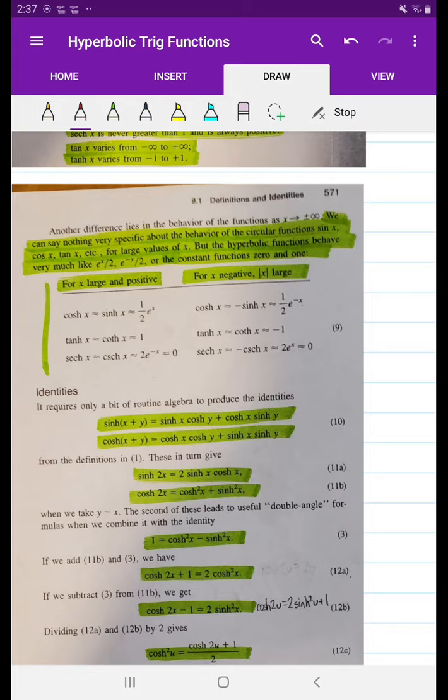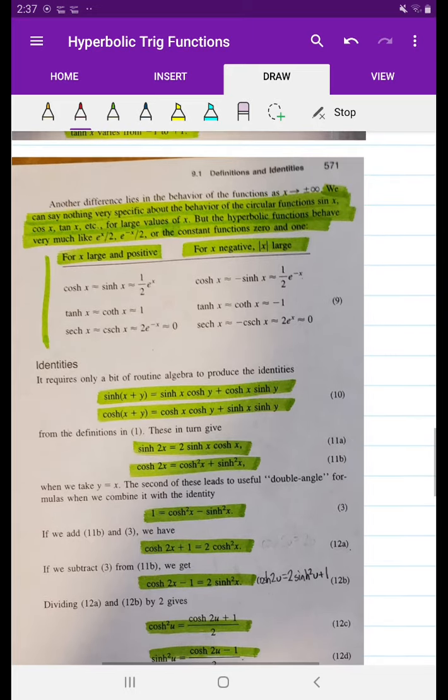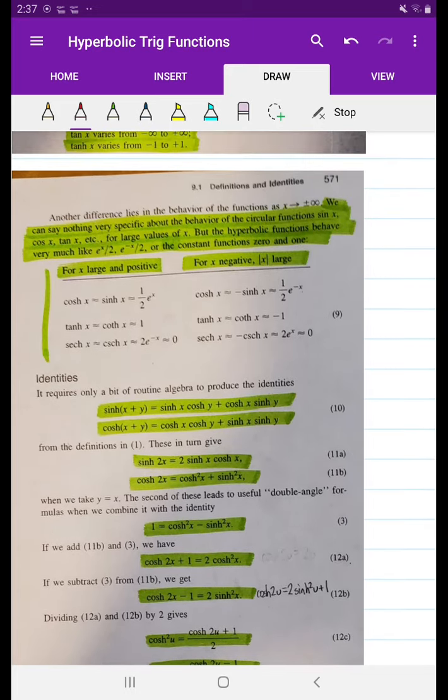So we can't say anything really specific about the behavior of the circular functions, our normal trig functions, because they just keep going around and around in the circle, and their values just keep oscillating and going back and forth. But the hyperbolic functions, they do behave like the model functions e to the x over 2 and e to the -x over 2.